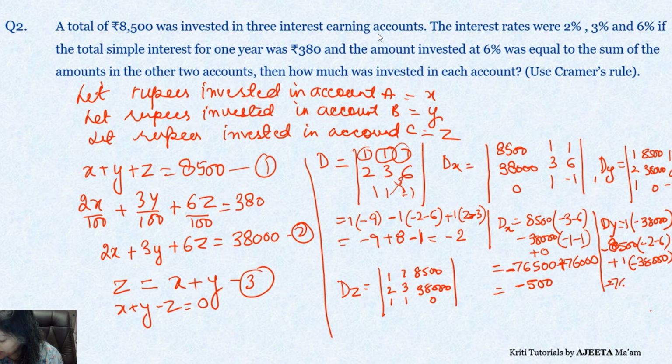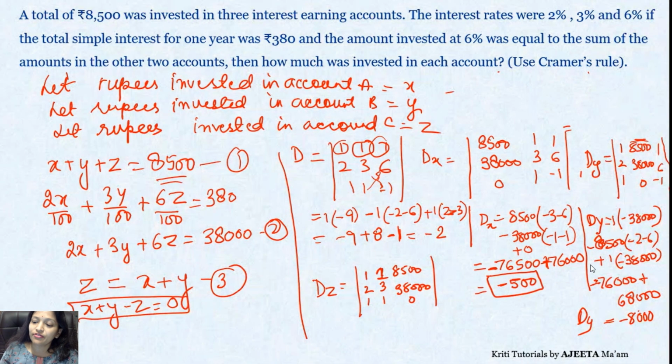So now what will you get? 238,000 we have. So minus 76,000. And then minus minus plus. What do we get here? 8,500 into 8. So let's make the calculations. 8,500 into 8 gives 76,008, 70,000, okay, 68,000. So that comes out to be minus 8,000. Now this is for dy. Let's find the value of dz.